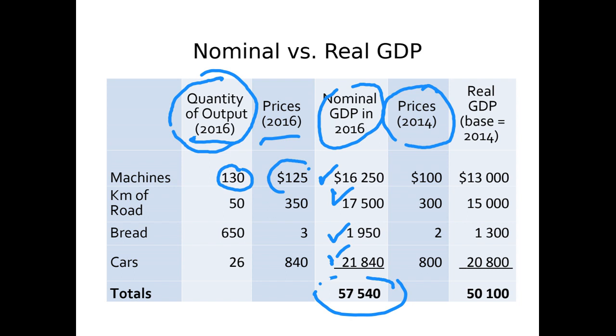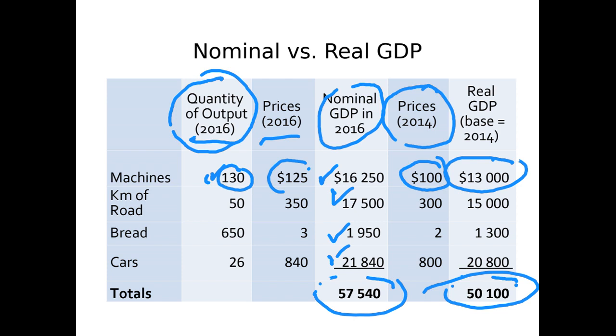So we value these 130 machines by multiplying by the price of $100 per machine. So I have a total expenditure of 13,000. If we add all these, I get 50,100. Look at this. Nominal GDP is higher than real GDP of 2016. Why? It's because of the prices. Price has gone up from 2014 to 2016. That's why your GDP has gone up.